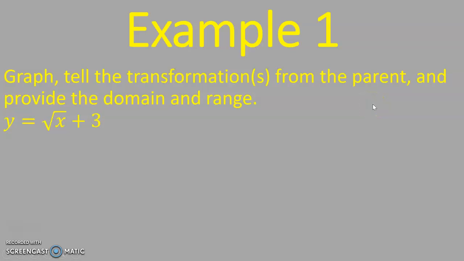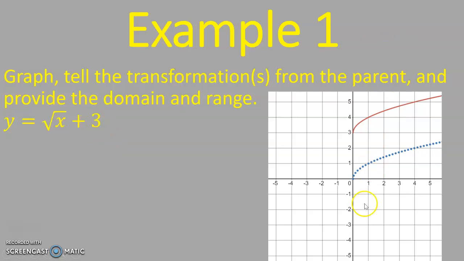If you've seen the previous video, or if you're familiar with graph transformations, you know that if you add on the outside, you go up. Okay, so here's the parent in blue. It's dashed. The red graph is the one shown here, and it's the exact same shape. It just went up 3, because that's what happens when you add on the outside. So we've graphed it. The transformation, you can say, is a vertical shift up 3, and sometimes people just say shift up 3, or just simply up 3, which you can easily see in the picture.